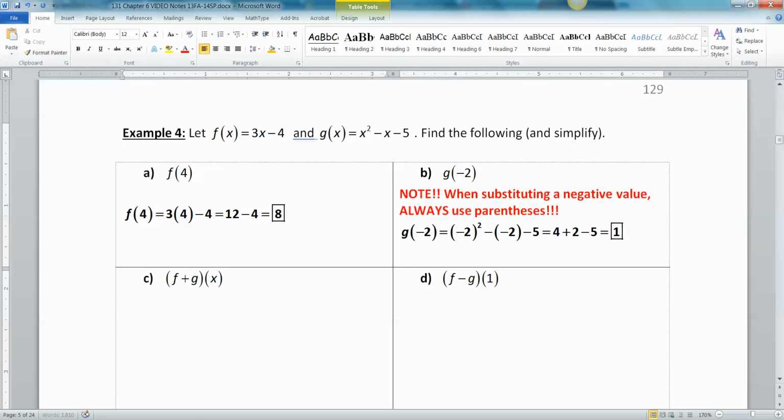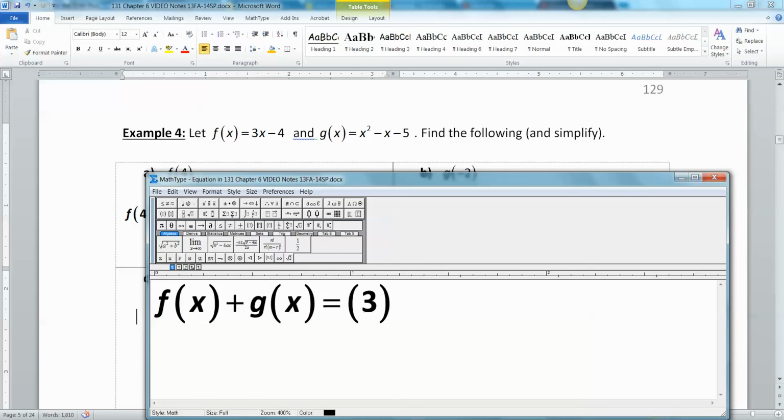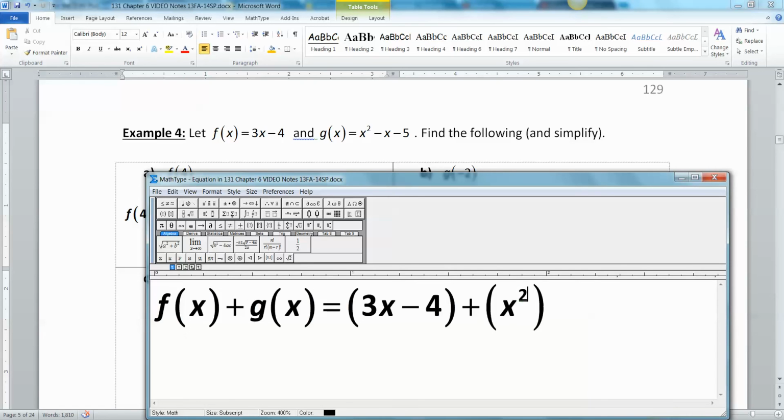Okay, so now what about f plus g of x? Well, remember that's a notation thing. That means f of x plus g of x. It's just a faster way to write it. So what I really want is 3x minus 4 plus, and then the g of x, x squared minus x minus 5.